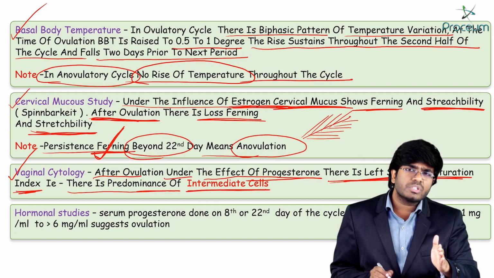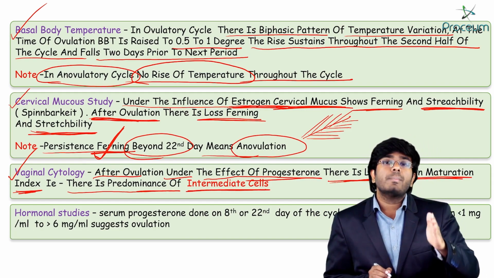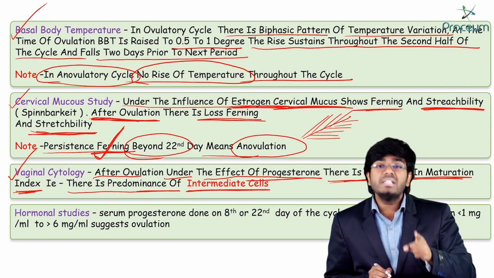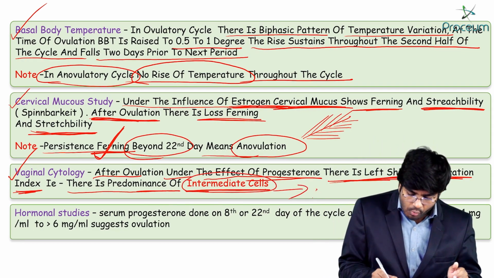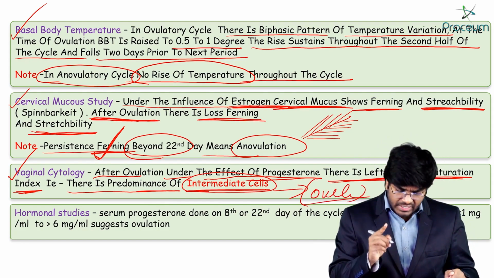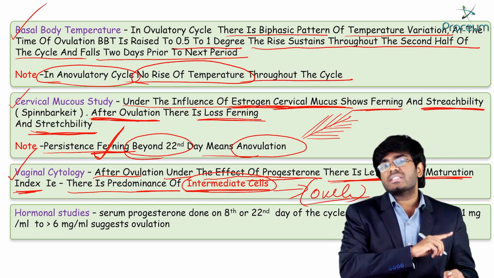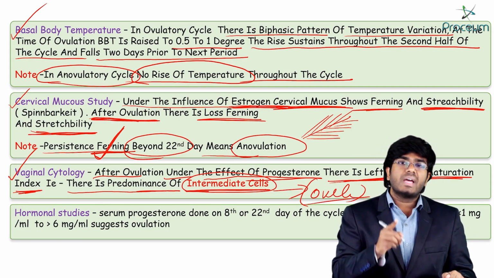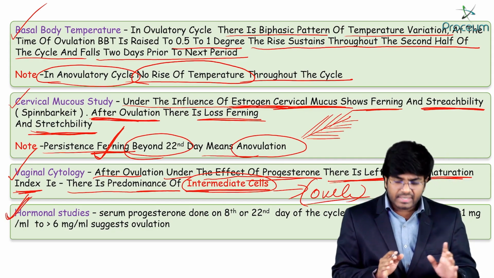Why do we have progesterone, guys? Progesterone is there because of the corpus luteum. Why is there a corpus luteum? Because of ovulation. So the presence of intermediate cells indicates ovulation has happened. But if, even in the second half of the menstrual cycle, there are more superficial cells, it indicates that ovulation has not happened. And hormonal studies, guys, this is very simple.